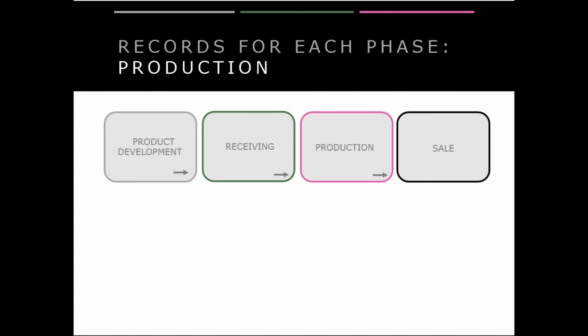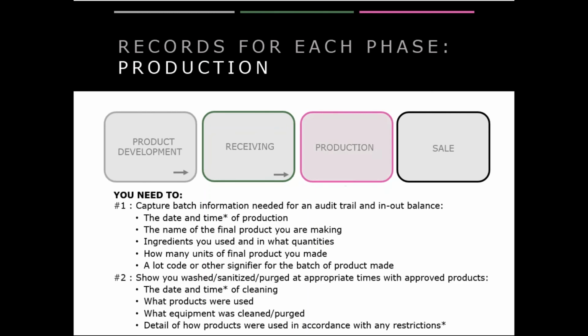So now we're actually going to get to the meat of things, which is production, because during production is when you have a lot of stuff that you have to make sure gets written down. So in this phase, we are continuing to collect the information needed for our audit trail and in-out balance. Plus, we are showing that the products themselves are ones that have been approved and are in compliance with organic standards. Lastly, we are also showing that our methods, such as cleaning and sanitizing, are in line with organic standards and use materials that have been approved by our certifier.